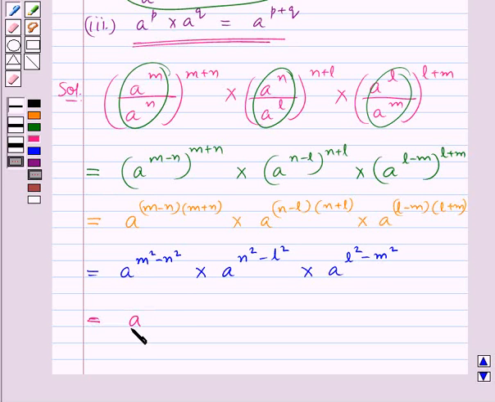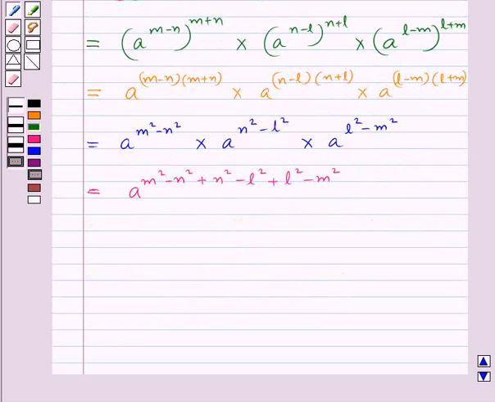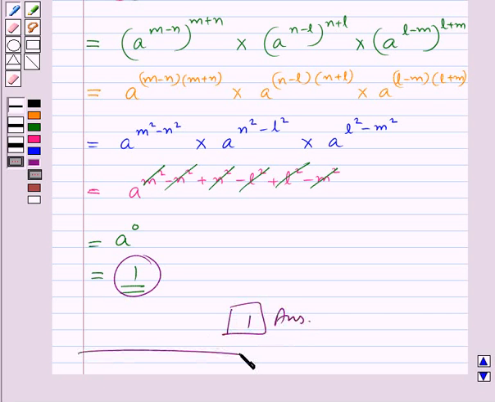We get a^(m² - n² + n² - l² + l² - m²). Now n² minus n² cancels, l² minus l² cancels, and m² minus m² cancels. So we get a^0, and this is equal to 1. So on simplifying the given expression, we get the value as 1. Hence 1 is the final answer. This completes the session. Hope you have understood the solution for this question.